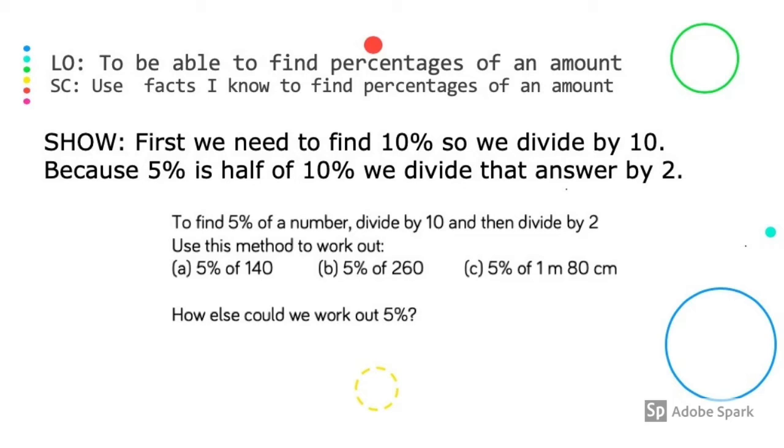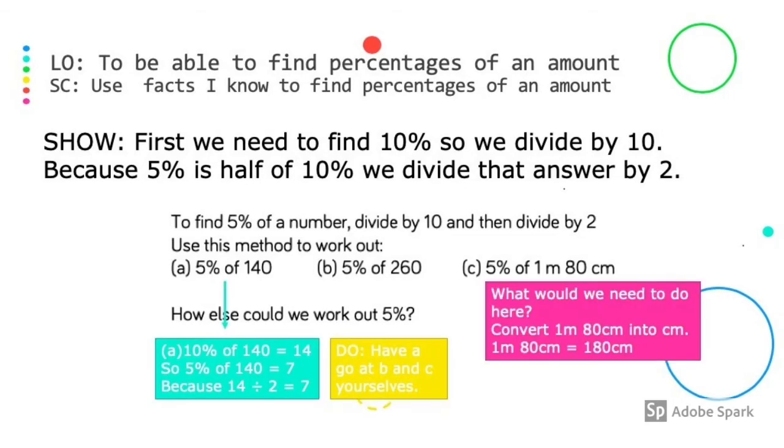Let's have a go at A together. 10% of 140 equals 14, because 140 divided by 10 is 14. Therefore, 5% of 140 equals 7, because 14 divided by 2 equals 7. Now I'd like you to have a go at B and C yourselves.